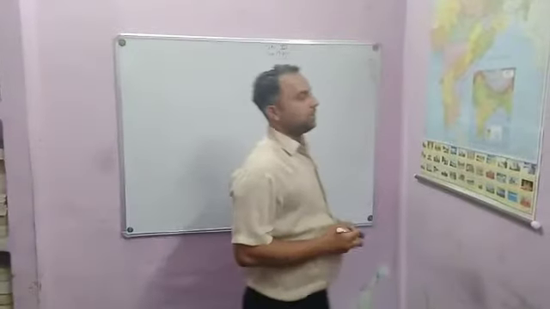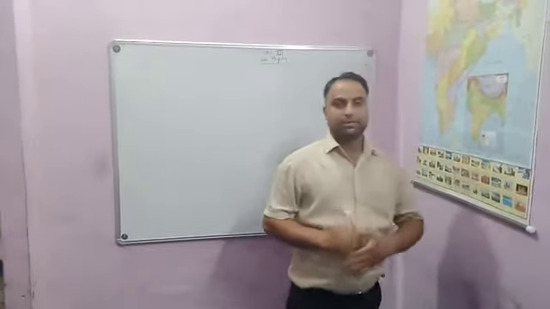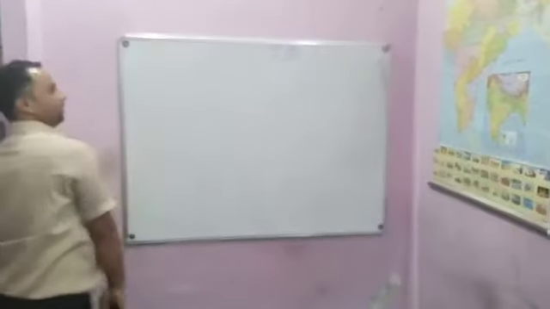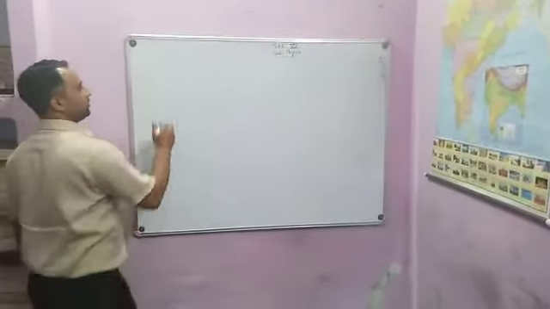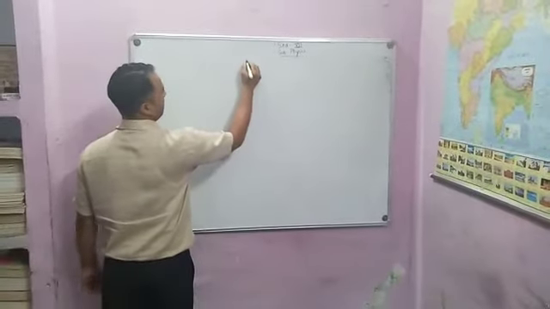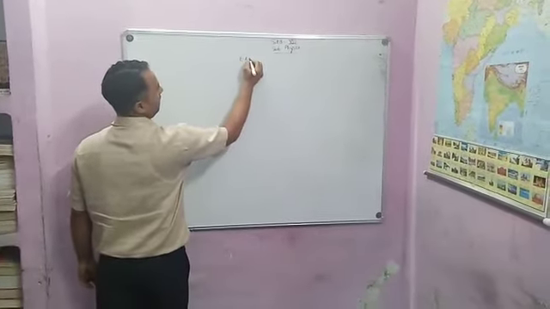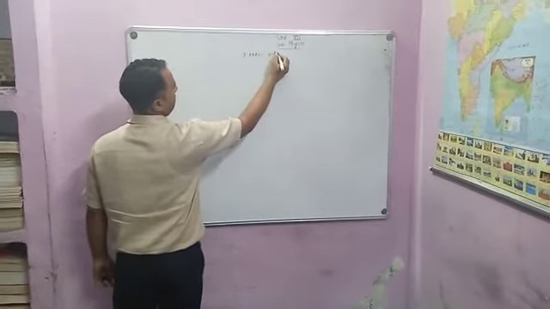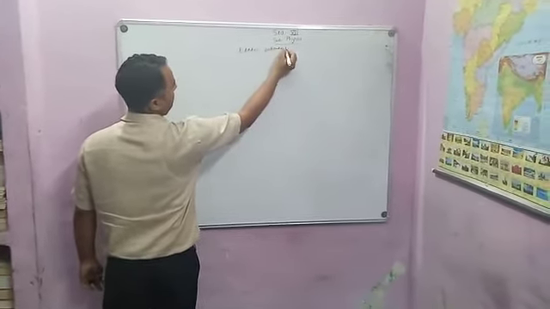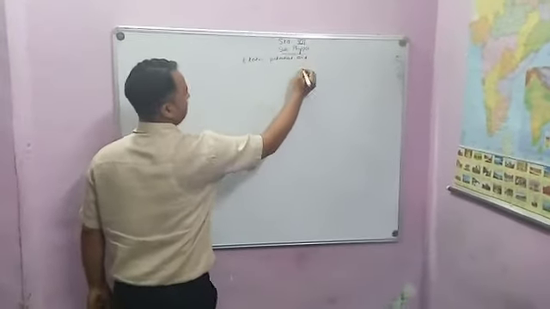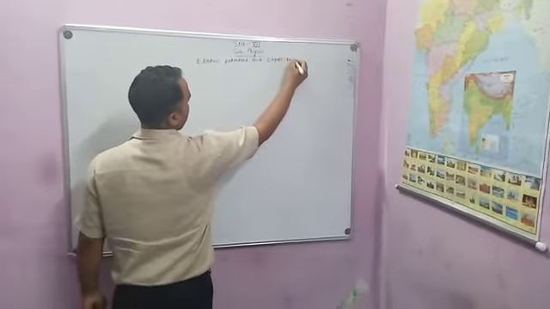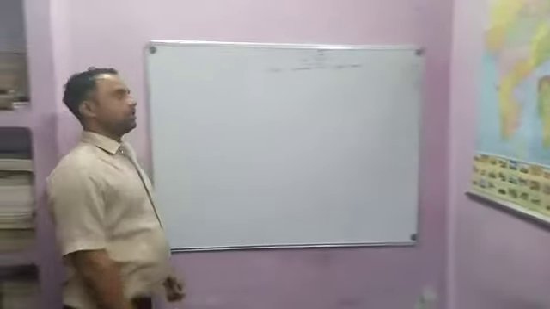In the previous discussions we discussed the type of electric potential we have to derive. This is chapter number 2, and we have to write here the name of the chapter: Electric Potential and Capacitance. This is the name of the chapter.